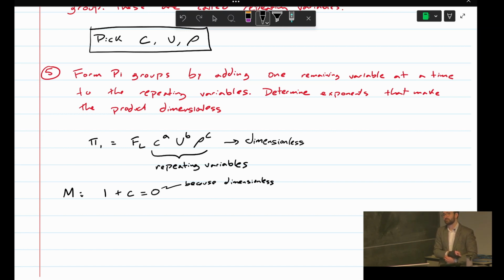Where did the 1 come from? The 1 comes from, we said we're going to do force to the 1. So there's no unknown there. We're just going to multiply force, which is one of our remaining variables, by our repeating variables each raised to some power. That's the core of this step in the process. So that's where the 1 comes from. Any other questions?